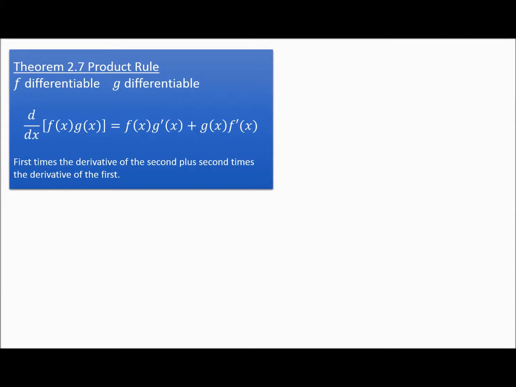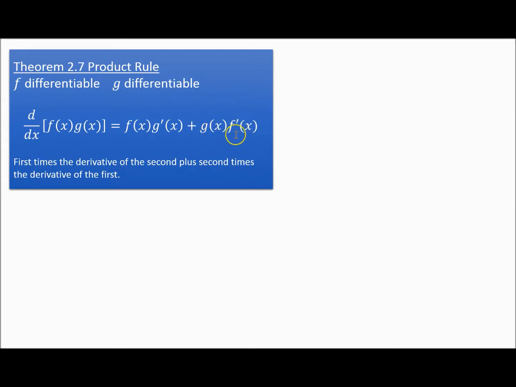Notice it says when you take the derivative with respect to x of these two functions multiplied together, hence a product, then, watch this, it's the first times the derivative of the second one. So you just leave the first function alone times the derivative of the second function plus, then you write the second function and leave it alone times the derivative of the first function.